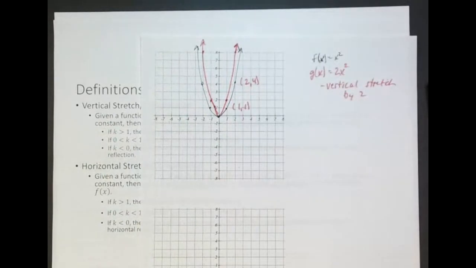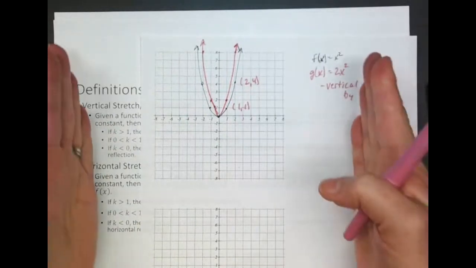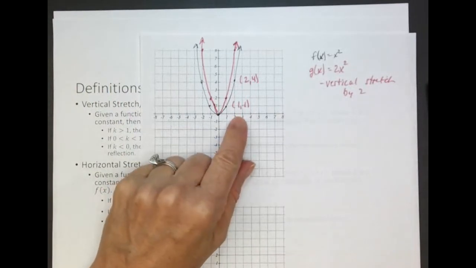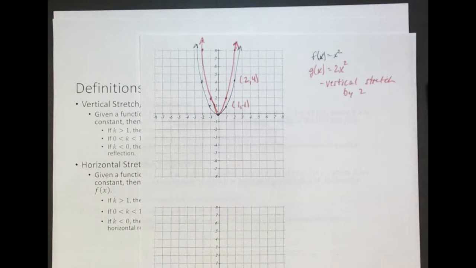Now you've got to be a little bit careful with these vertical stretches because it also can look like a horizontal shrink. The only way to know exactly what's going on is to actually look at the values of the coordinates of these points and see what's happening to them.